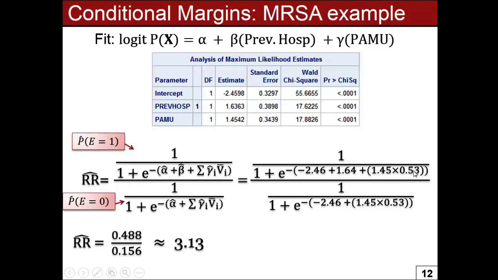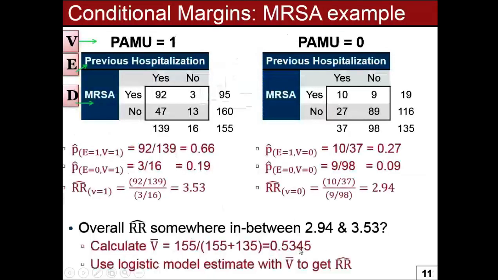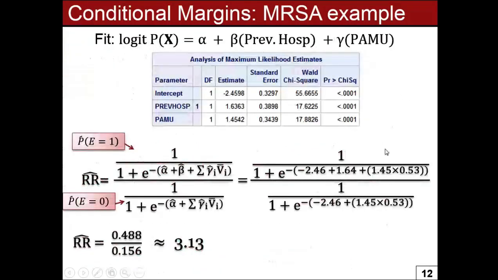What's 0.53? It's this, V bar. It is the average amount of PAMU in the data set. So that's this business. We're going to plug in the average value of the confounder. Again, it's weird because it's neither 0 nor 1. It's somewhere in between.